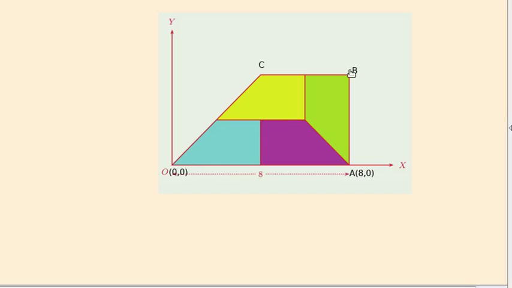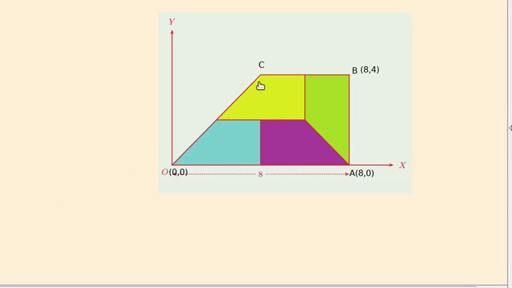Then to find the coordinates of B, how to find it? Here B's x coordinate is 8. What is the y coordinate? The y coordinate is this distance. This distance is same as this distance. It is 4 unit. Therefore, you can write it as 4.